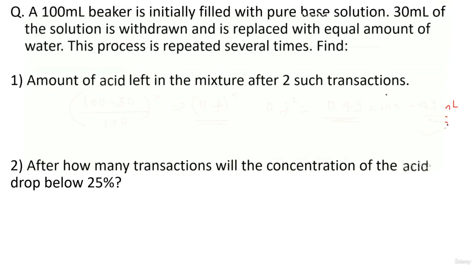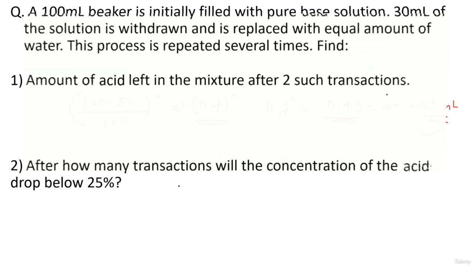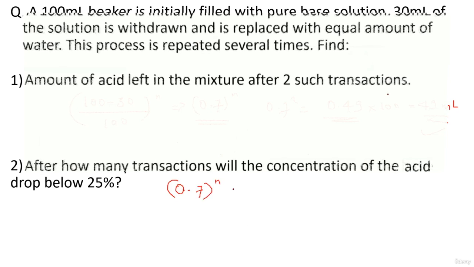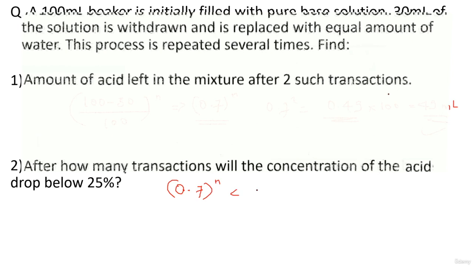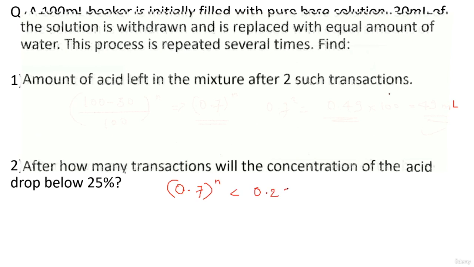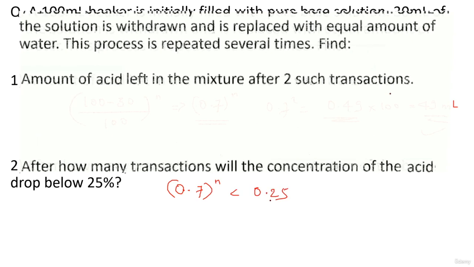Next, after how many transactions will the concentration drop below 25%? Okay, so they are now asking you: 0.7 raised to n should be less than 25%, which is 25 by 100 or 0.25. Okay, this is what we need to figure out.